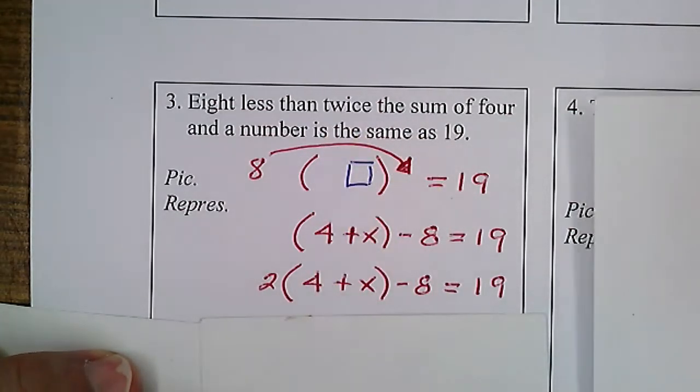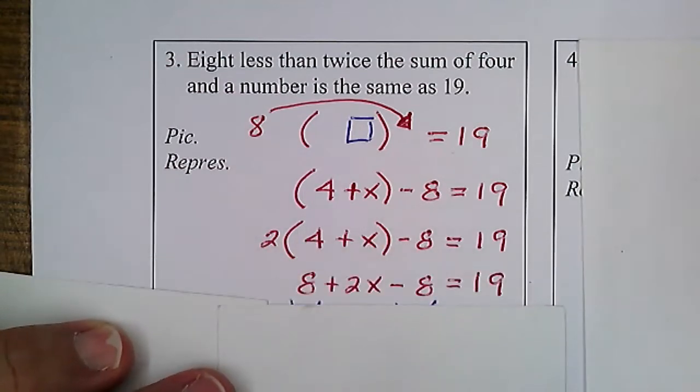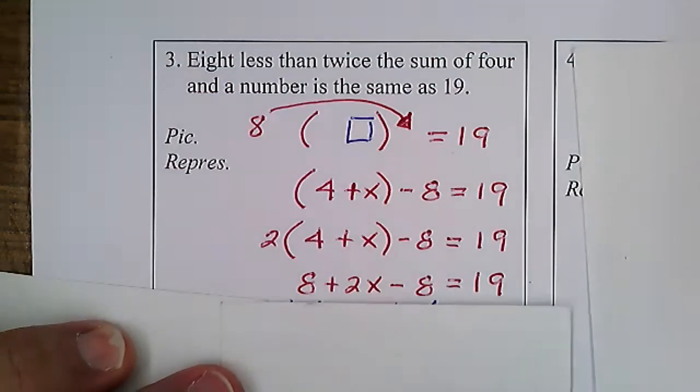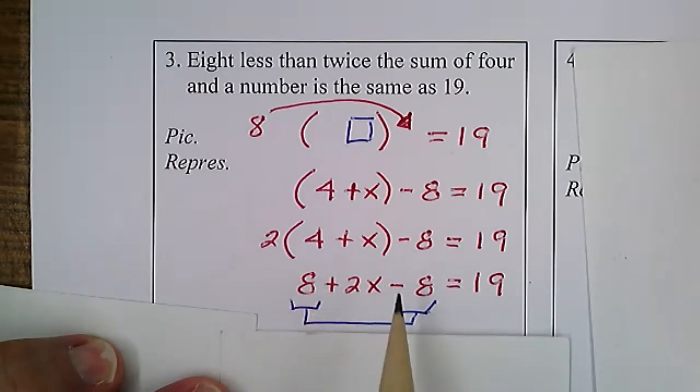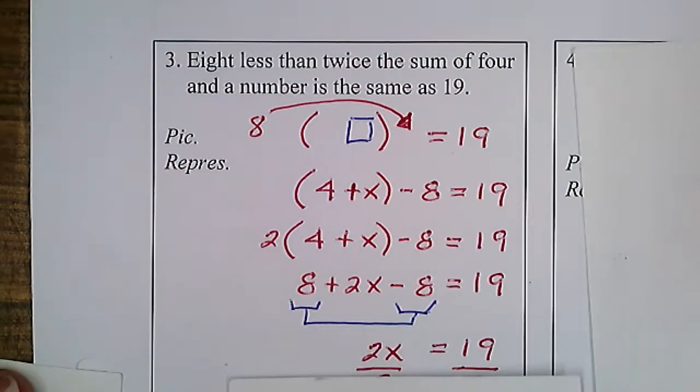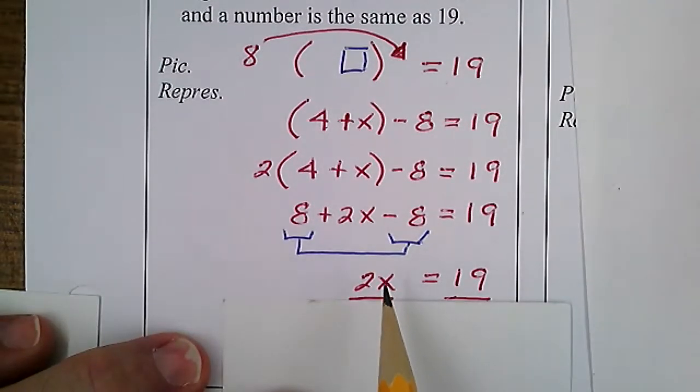Okay, now we have to solve it. Here we go. We've got the distributive property of boom chicka boom, right? So this is going to be 2 times 4 is 8, and 2 times x is 2x. And then we've got this minus 8 equals 19. Before we start adding 8 to both sides, we need to combine like terms. This 8 minus this 8, those cancel each other. So now we're left with 2x equals 19. We want to isolate our variable, get the x by itself, so I'm going to divide both sides by 2.